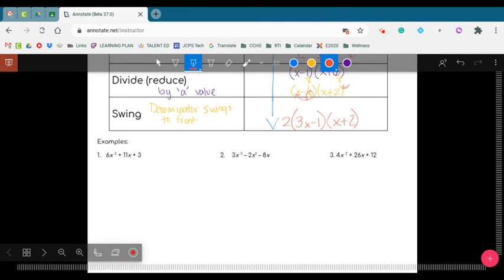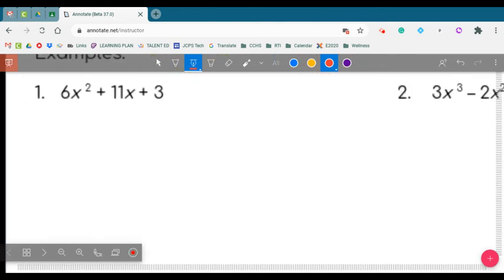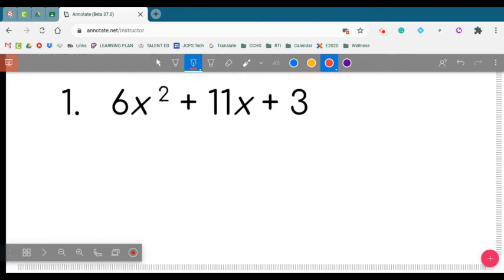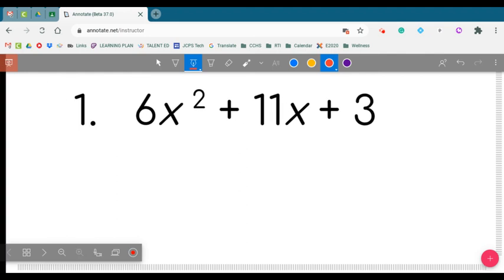Okay, now we have a couple of examples down here. First one, is there a GCF? No. I can't pull any. I can't divide a number out of 6, 11, and 3. So I'm going to start. Is my a value 1? No. So I'm going to start by doing my slide.